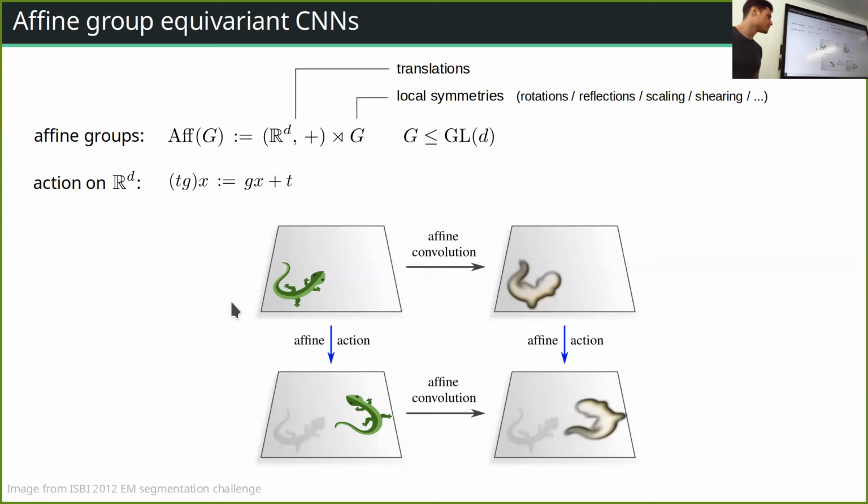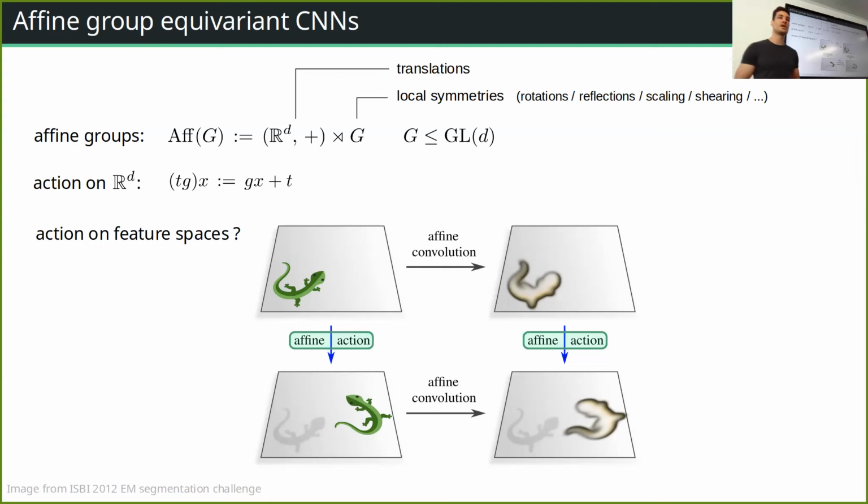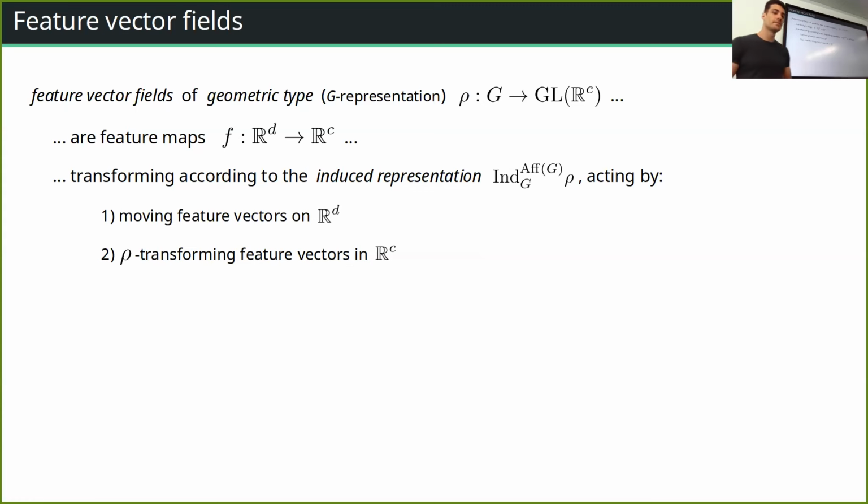And yeah, we want to define convolutions which are not only translation equivariant, but affine group equivariant. And the question we have to ask here is now, okay, we need some affine group action on the feature spaces. This is what we need to define first before we can derive layers which commute with this group action. And we are defining our feature spaces as spaces of so-called feature vector fields, which are more or less like feature maps. So we have a c-dimensional feature vector associated to each point in d-dimensional space.